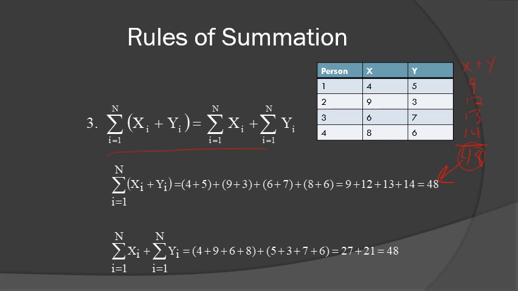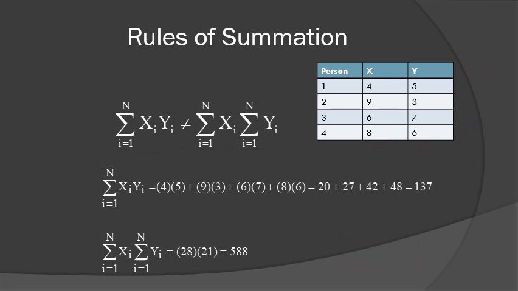However, if we take our total here, which was 27, our total here, which was 21, we add those together, we also get 48. And again, this is because everything here is just doing addition, so the order you end up doing it in doesn't matter here.